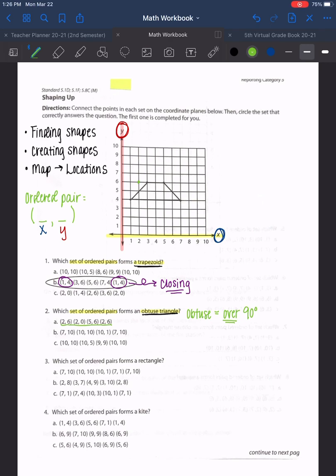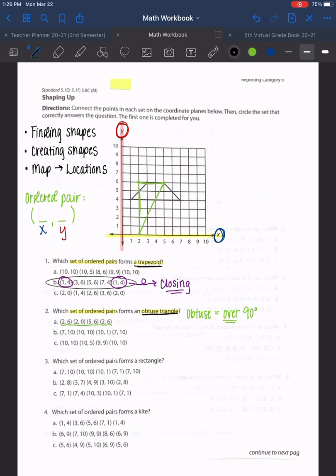All right, so we have (2, 6) plotting. We have (2, 0). Then we have (5, 6). And then back to (2, 6). So we are closing the shape. Let's go ahead and draw it. Now this looks like a triangle that is stretched out.